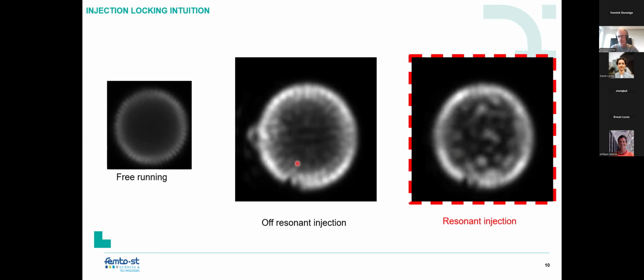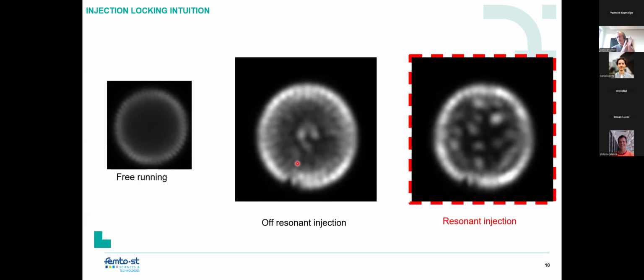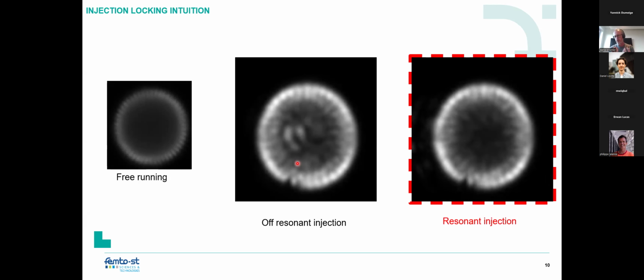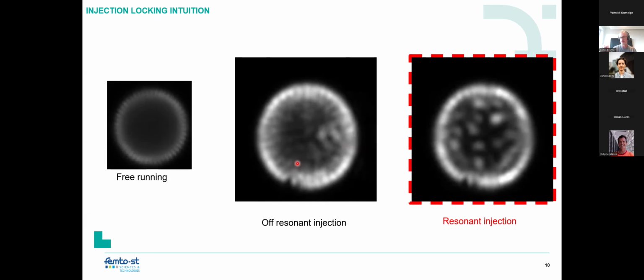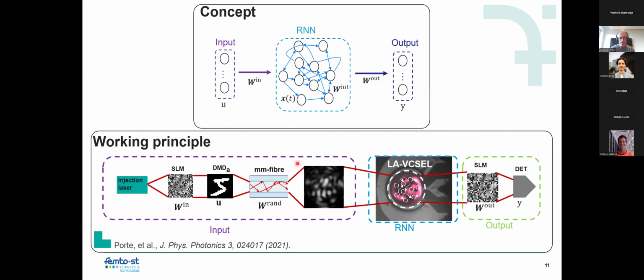If we now put the two on resonance, this changes drastically. We have this self-organization, we have a very sensitive behavior of the modal distribution versus the particularities of our input, and we get these kind of nonlinear Turing patterns in the laser's near field. So this corresponds to a dimensionality increase of the injected information. This is exactly the effect we then leverage for computing.